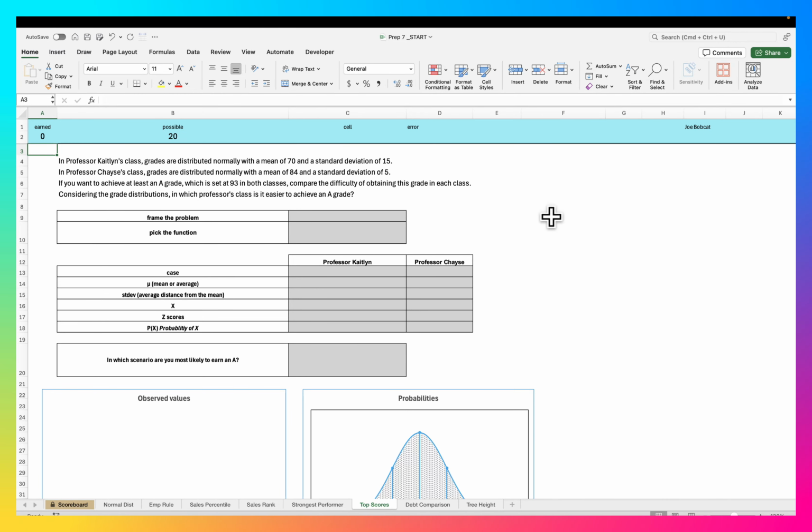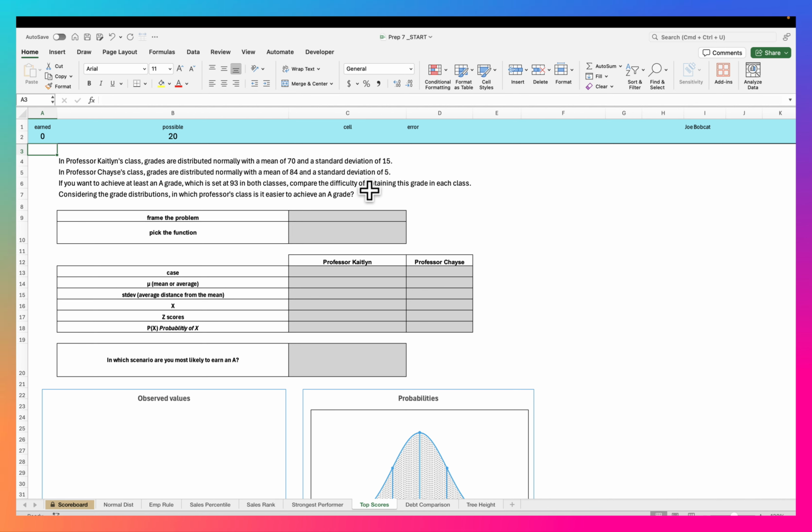And welcome back. So in Professor Caitlin's class, grades are distributed normally with a mean of 70 and a standard deviation of 15. In Professor Chase's class, grades are distributed normally with a mean of 84 and a standard deviation of 5. If you want to achieve at least an A grade, which is set at 93 in both classes, compare the difficulty of obtaining this grade in each class. Considering the grade distributions, in which professor's class is it easier to achieve an A?